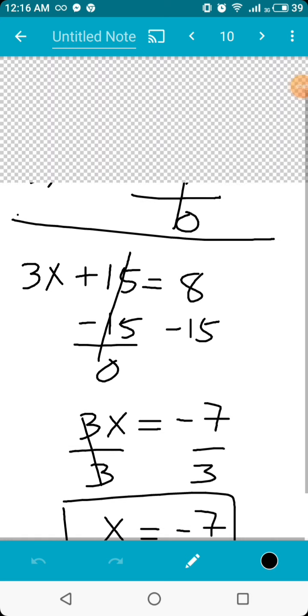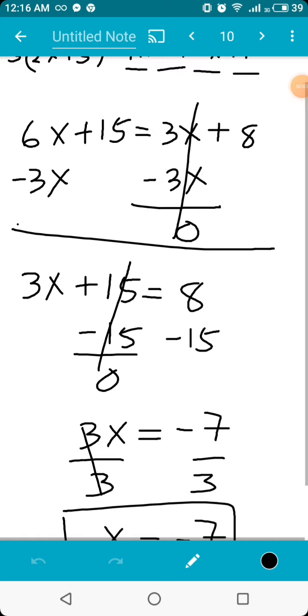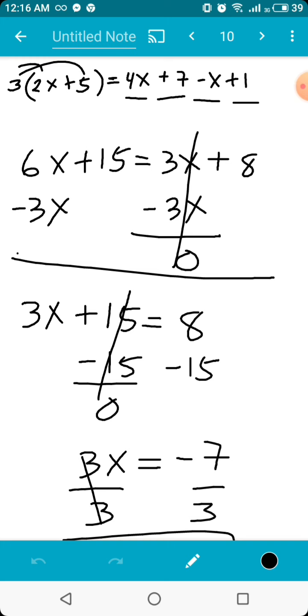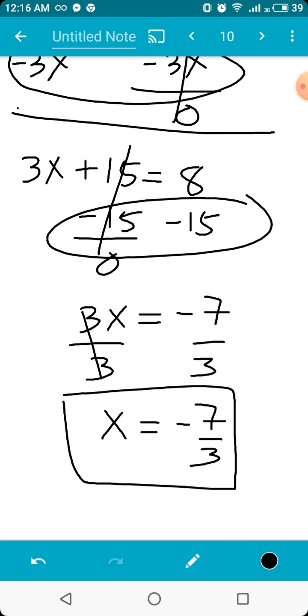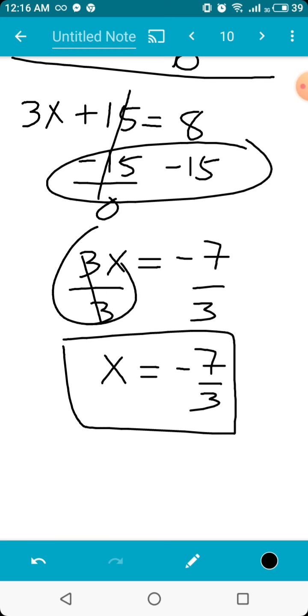Okay, so kung mapapansin niyo, ang unang ginawa natin ay sinimplify muna natin yung ating equation. So, yung distributive and then combine like terms. And then, gumamit tayo ng subtraction property. And then, another subtraction property and division property. So, again, this is multi-step. Okay?